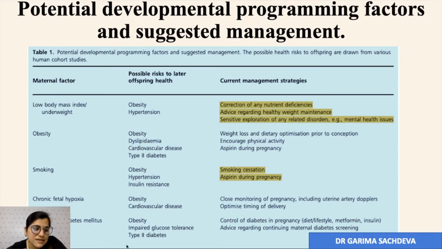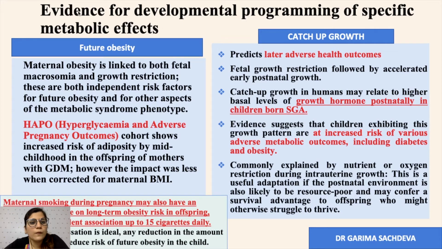In case the mother has gestational diabetes mellitus, then there is risk of obesity, impaired glucose tolerance, and type 2 diabetes mellitus. And how do you manage it? By controlling diabetes. And then, what are the metabolic effects? So, there is a risk of future obesity, as I've told.